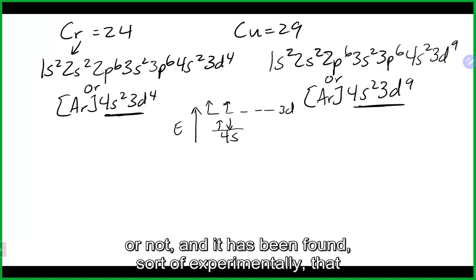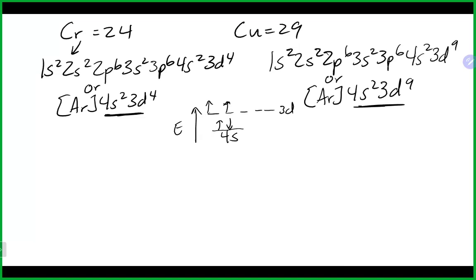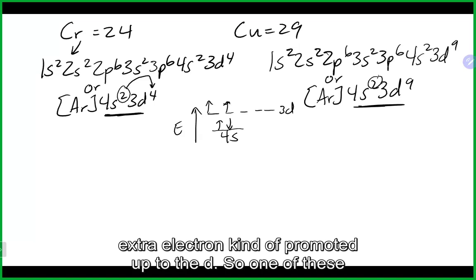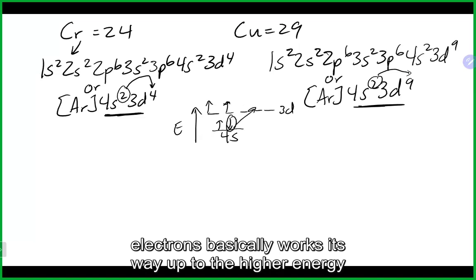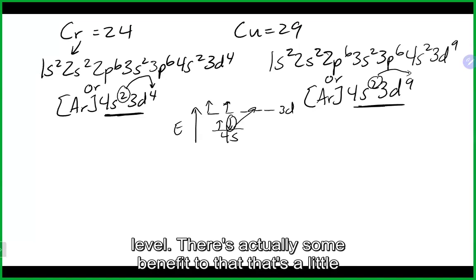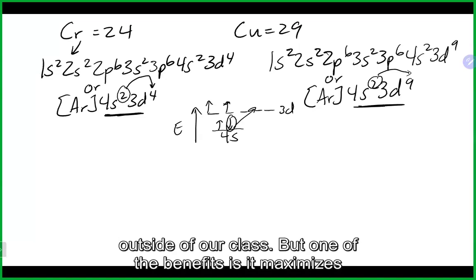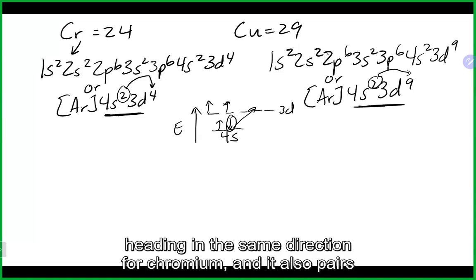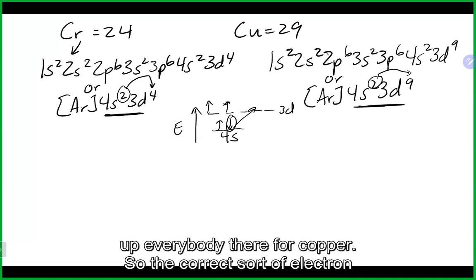And it has been found experimentally that chromium and copper are actually more stable with 1 extra electron promoted up to the D. So one of these electrons basically works its way up to the higher energy level. There's some benefit to that that's a little outside of our class, but one of the benefits is it maximizes parallel spin of those electrons. They're all heading in the same direction for chromium. And it also pairs up everybody there for copper.